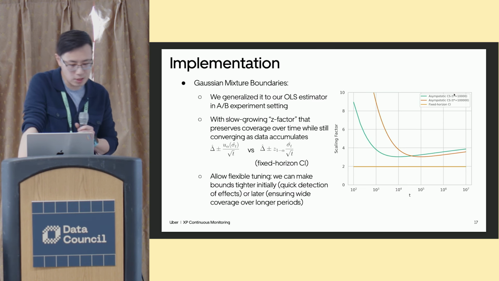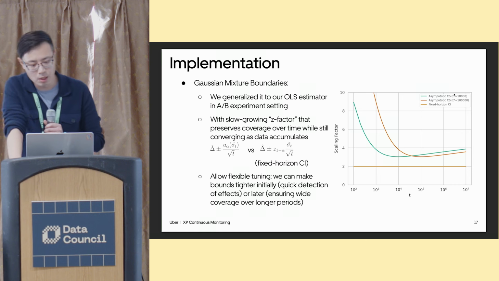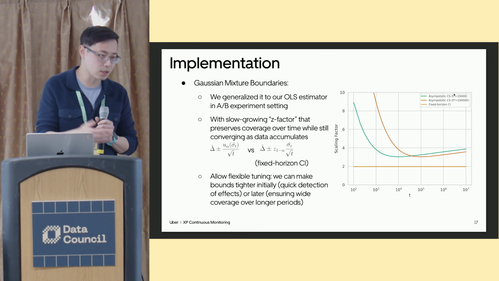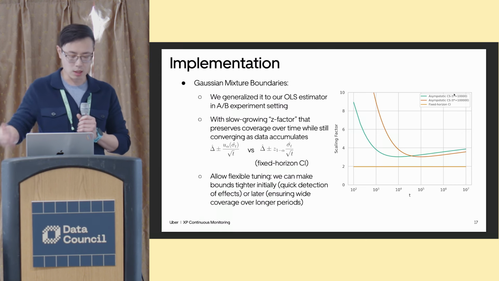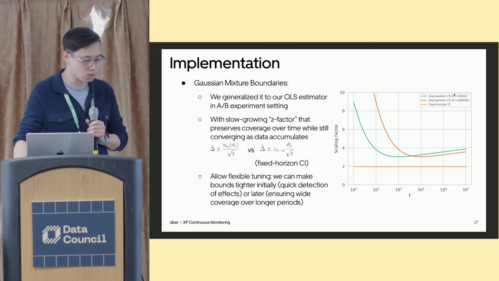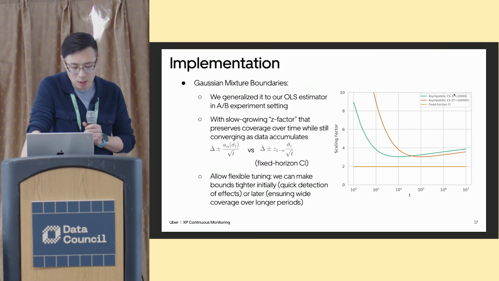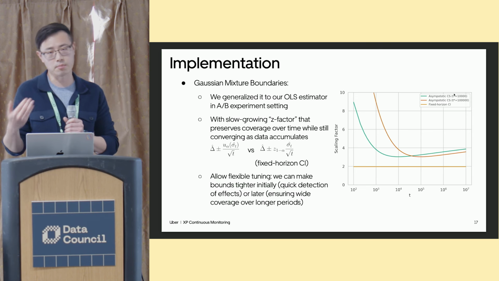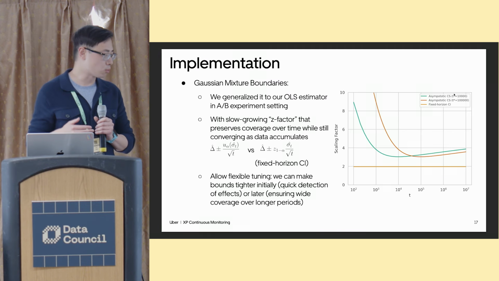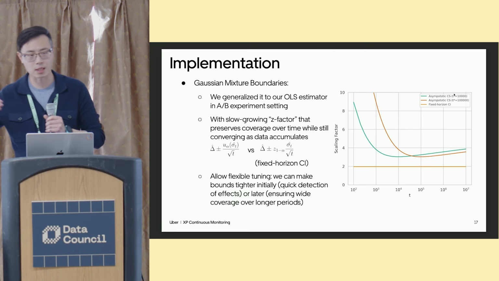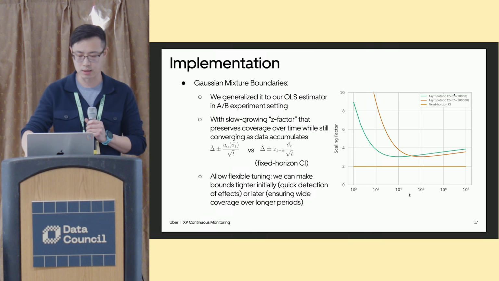Another benefit of this is that it allows flexible tuning. With a tuning parameter, for different XP types or different metrics, we can decide to make the bounds tighter initially if we want to detect some meaningful impacts early on. Or we can be more conservative from the beginning if we expect a long experiment setting.